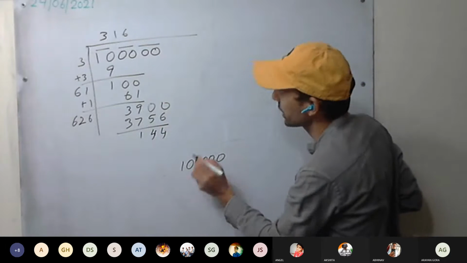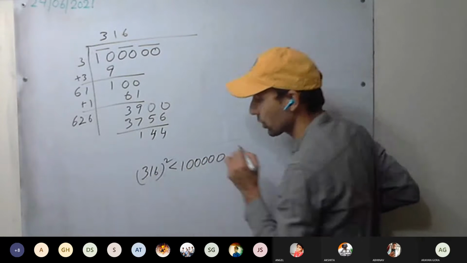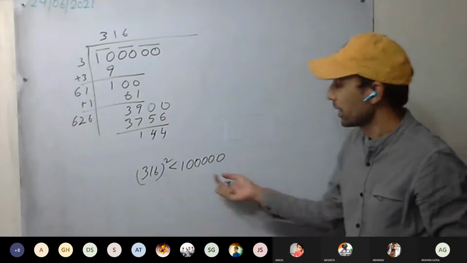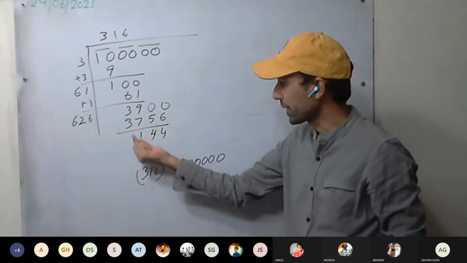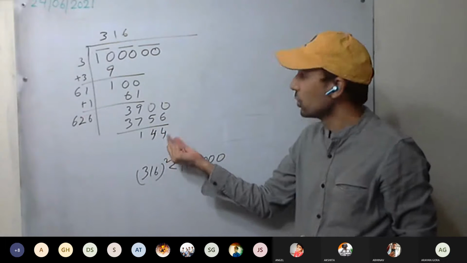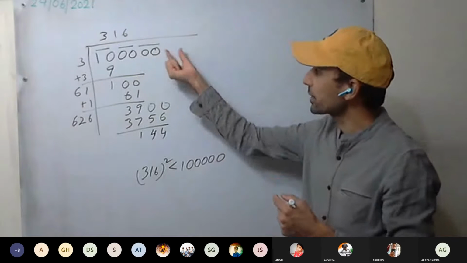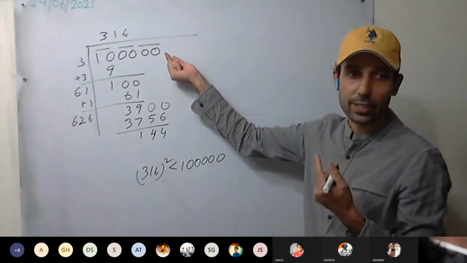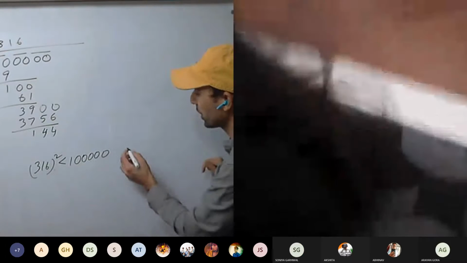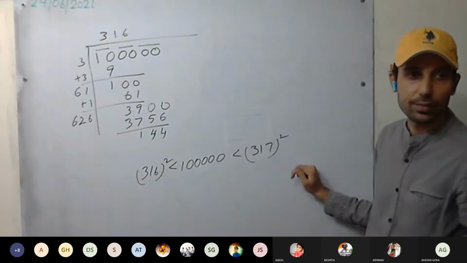okay, 3256. It is less than 316 square. Yes or no? Yes. This number is more than the square of this one. By how much? By this much. So if we are going to add something to this one, the resultant number will become a perfect square. And whose square root will be how much? 370 square. Yes or no?